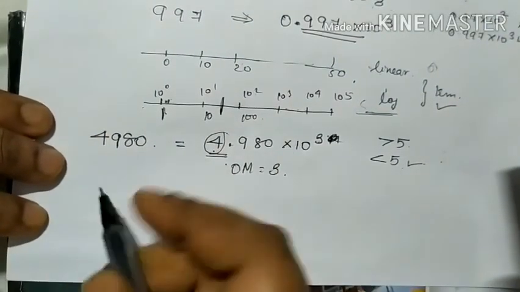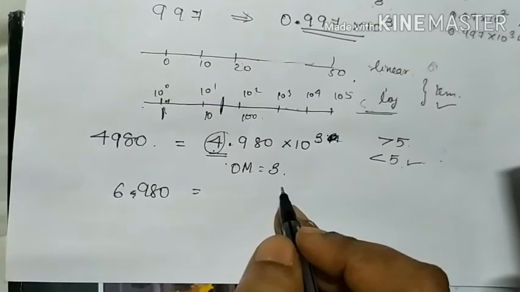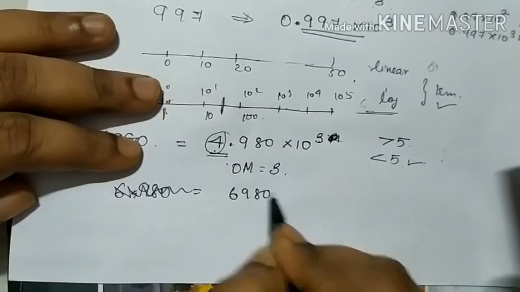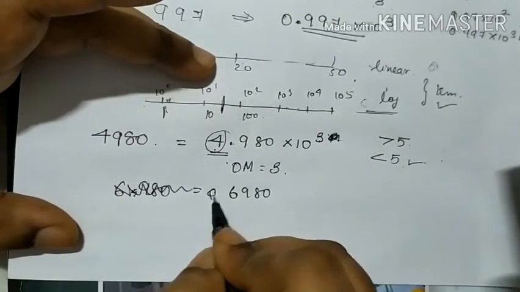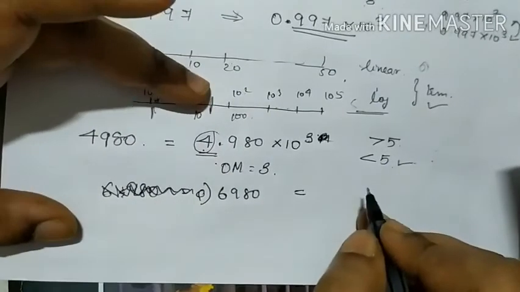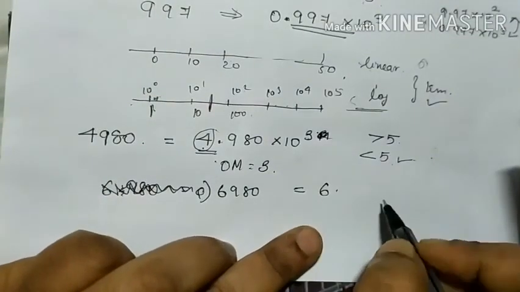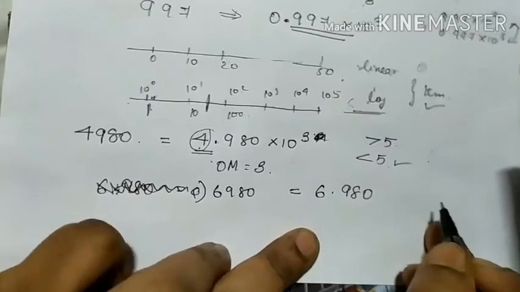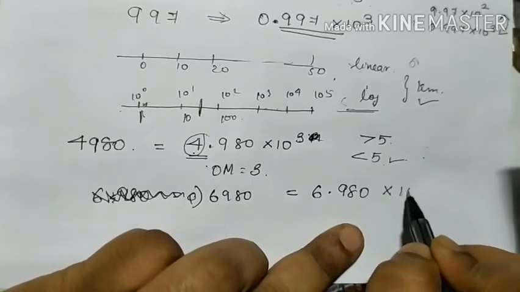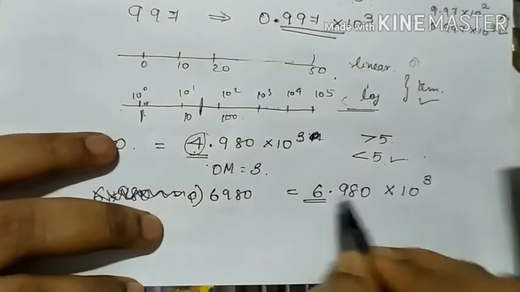Right. Let's put another value, 6980. Right, that is our next question. I am going for the next, guys. Let's say we are taking 6980 and you are writing it in scientific notation. How would you write? 6, after that put a decimal, then 980. Right, now 6.980 and then I will put 10 to power how much? 3. This much clear?